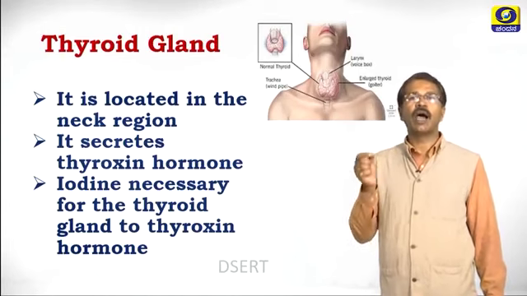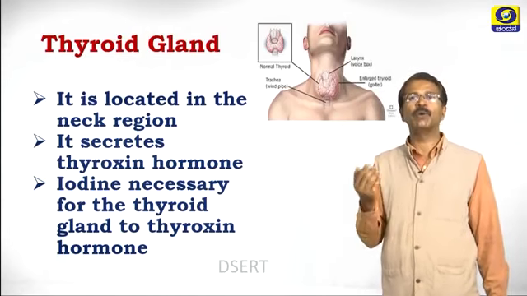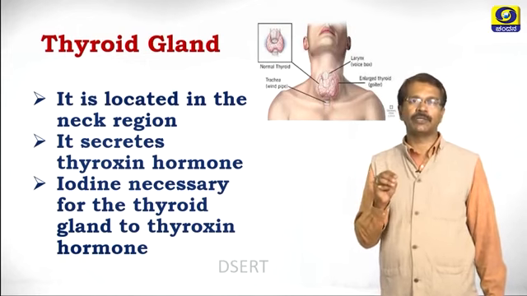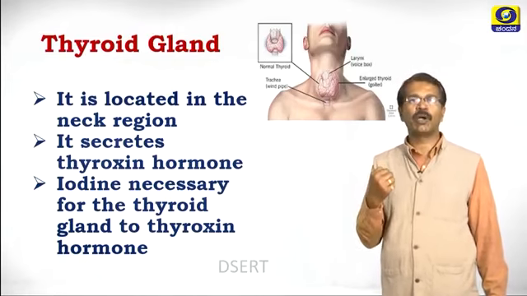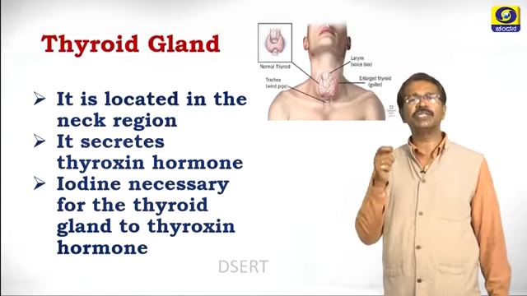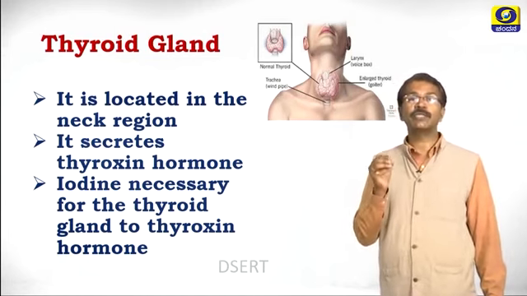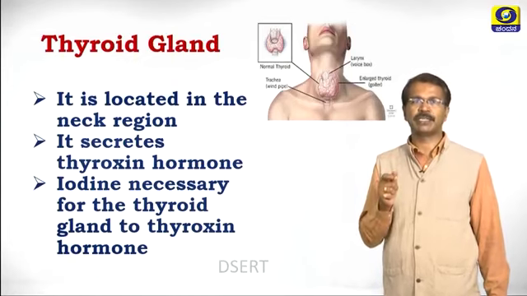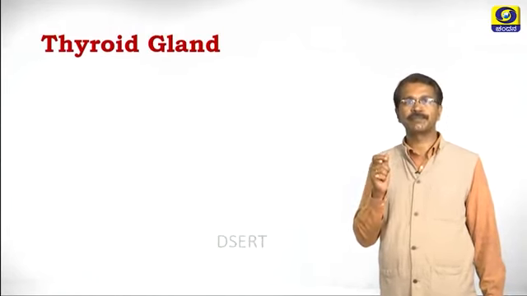That's why we use iodized salt. The common salt which is used for cooking is actually sodium chloride, but it contains iodine also. That is what we call iodized salt, which gives the iodine which is necessary to our body. Of course, iodine is needed in a very small quantity, in micrograms, but that amount of iodine must be present in our diet, which stimulates the thyroid gland to secrete thyroxine hormone.